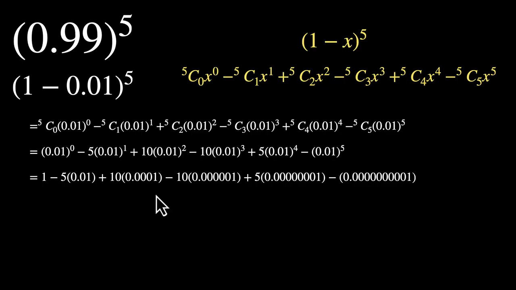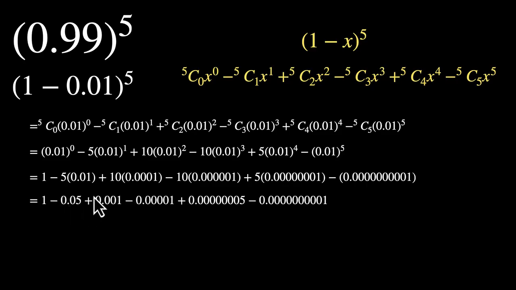Now if you multiply the coefficients, we have 1 minus 0.05 plus 0.001 minus this term, then plus this term, minus this term. So we can clearly see that the first 2 or 3 terms will give us a very good approximation. 1 minus 0.05, that's 0.95. That's the first approximation, but we can fine tune it. We can take the third term as well. So that's 0.951 and we can ignore these 3 terms. So this will become 1 minus 0.05 plus 0.001. Our approximation taking the first 3 terms of 0.99 to the power 5 is 0.951.